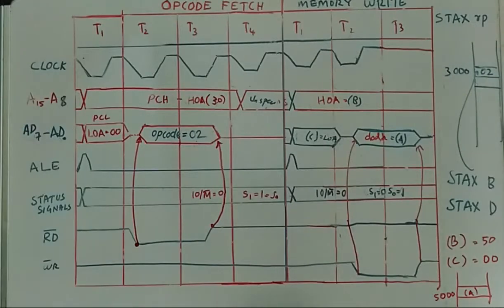We are going to discuss the timing diagram corresponding to the instruction STAX RP. RP may be the register pair BC or DE. Whenever this instruction is executed, the content of the accumulator is transferred to the location specified by this register pair. The possible instructions are STAX B and STAX D. Let's consider the STAX B timing diagram.